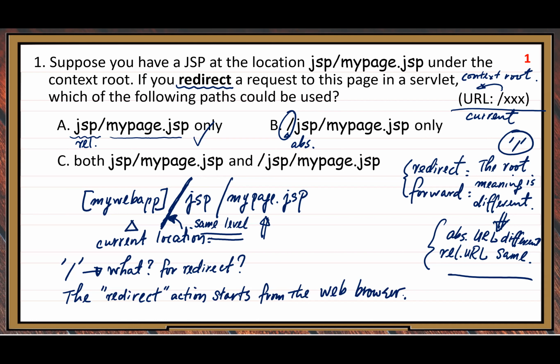Because when you tell your program to do the redirect action, you complete the current request scope and you start a new request scope from the web browser. Where do you start a new request? Web browser. The web browser is the start of your new request scope. So the starting point is the web browser.